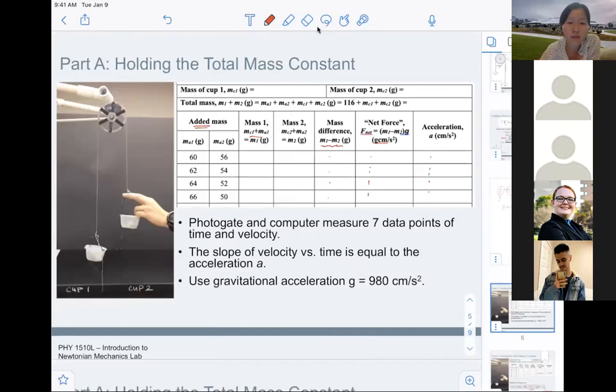Okay, so let's take a look at that part of the lab. One second. Okay, let me switch it to the video.